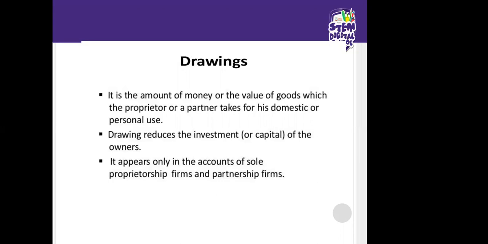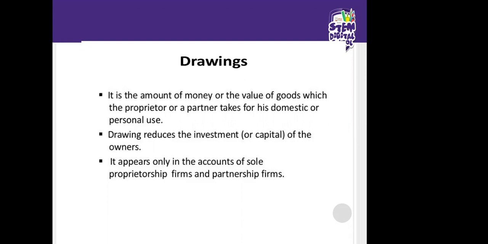Drawings, okay, very important to know this. It is the amount of money or the value of goods which the proprietor or partner takes for his domestic or personal use. Drawings reduces the investment or capital of the owners, and it appears only in the accounts of sole proprietorship firms and partnership firms. Okay, listen to what I'm saying.